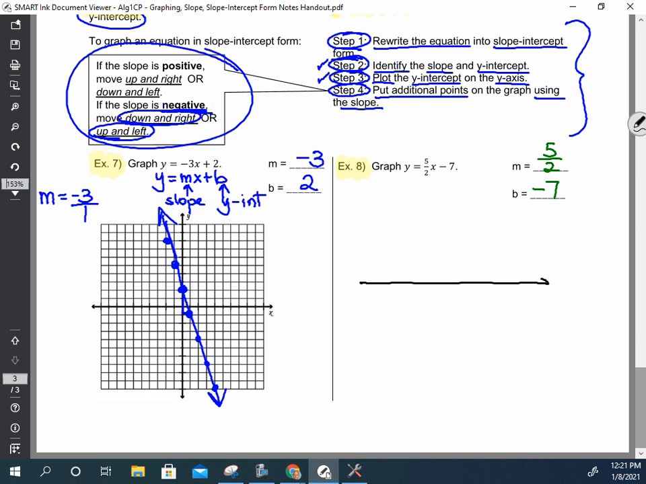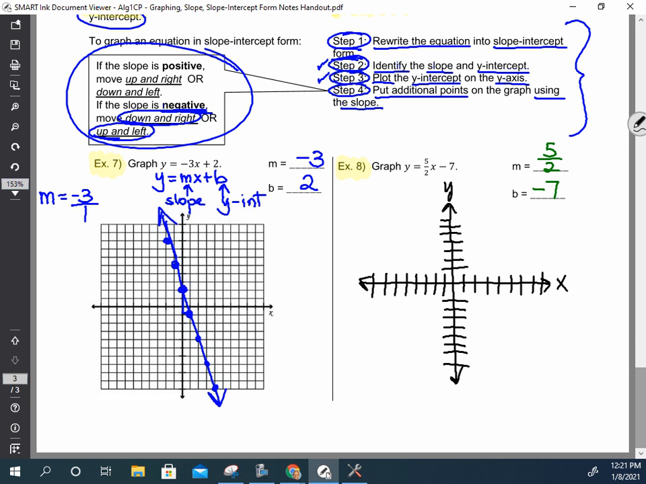So horizontal line for the x-axis, vertical line for the y-axis. Then mark 1, 2, 3, 4, 5, 6, 7, 8 in each direction.